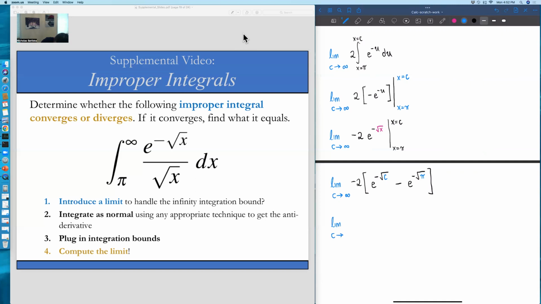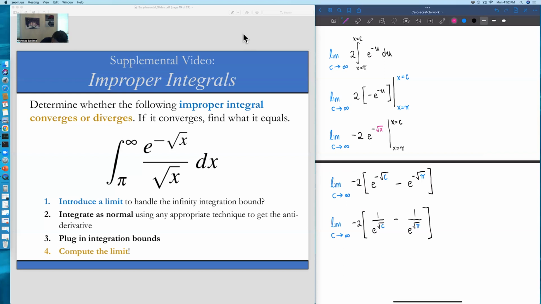So we have the limit as c goes to infinity of minus 2. And we can rewrite these decaying exponentials, because of those minus signs, as a 1 over e to the square root of c, minus a 1 over e to the square root of pi. Just using a little bit of algebra.